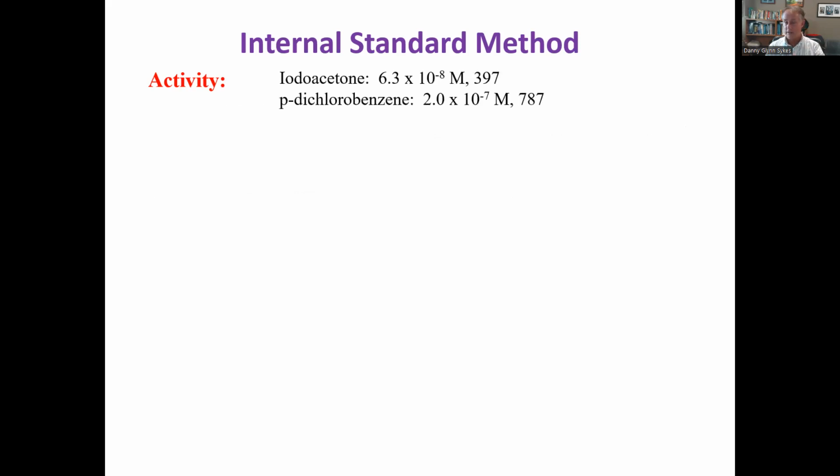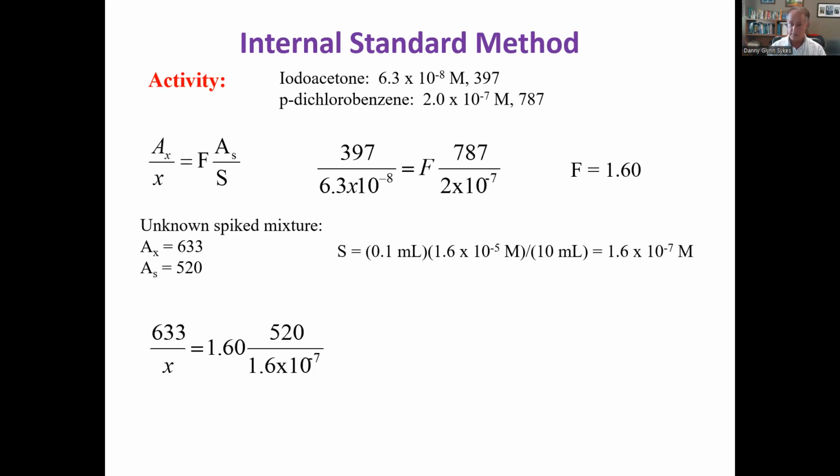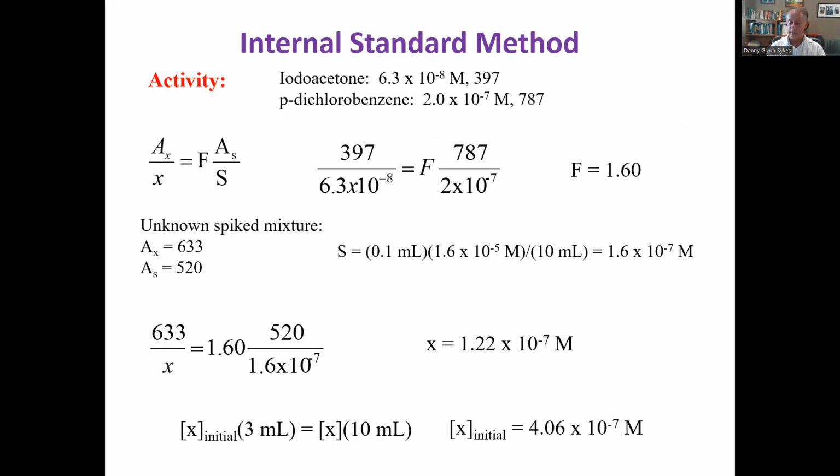So here's a summary of the information on the prior slide. Remember, that's a solution I made of iodoacetone and p-dichlorobenzene. I know the concentration of both. I put them in the instrument to get a signal for both so I can calculate my response factor. Now I'm going to take a solution of iodoacetone and spike it with p-dichlorobenzene, put that in the instrument, and I'm going to get 1.22 times 10 to the minus 7 molar.